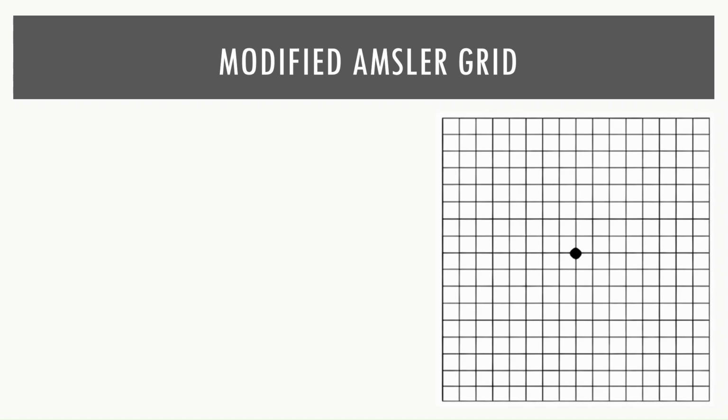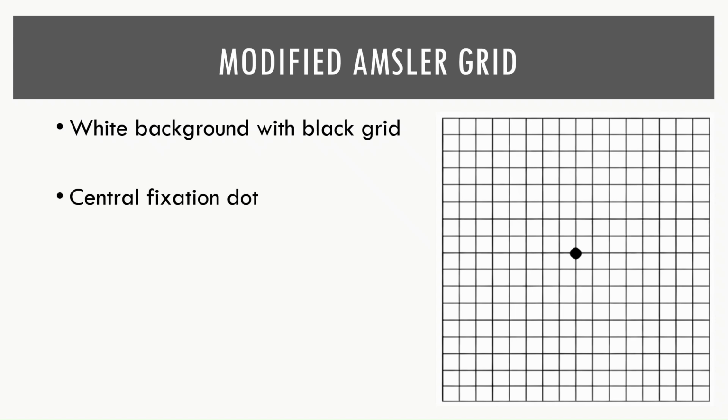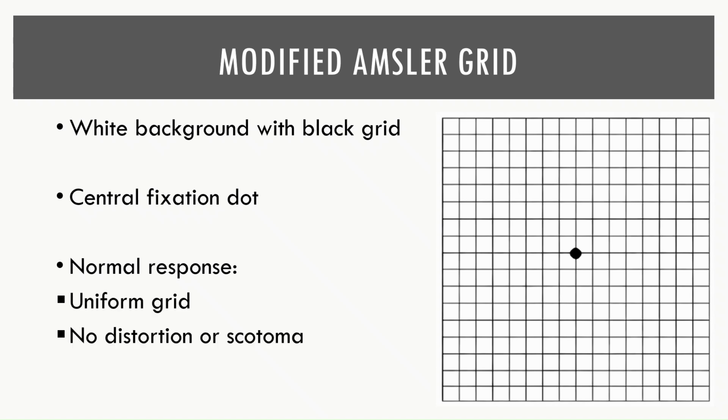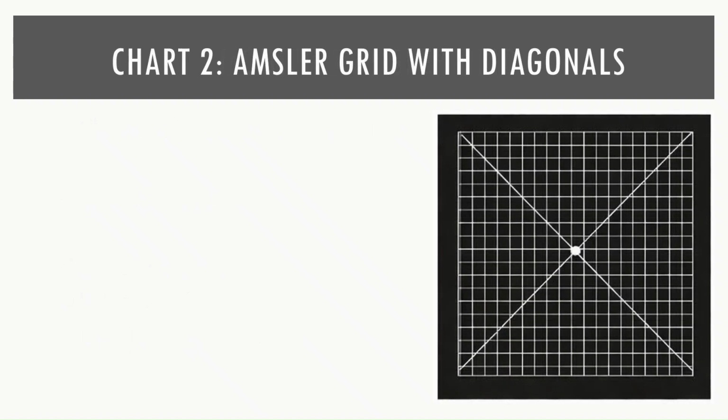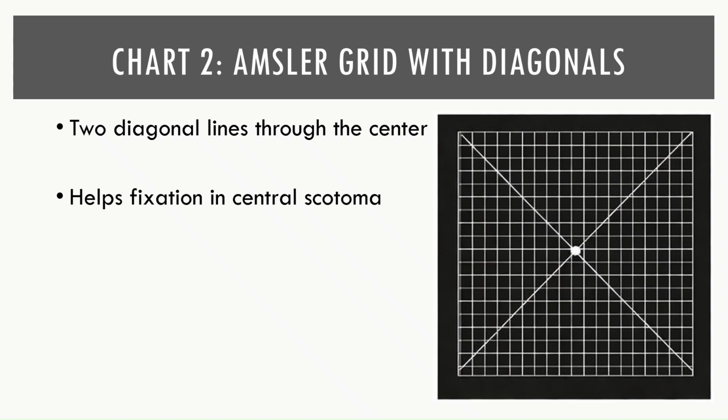The modified Amsler Grid has a white background with black grid and a central fixation dot. Despite the change in background and grid color, the perception remains uniform, indicating normal macular function. Chart 2 contains diagonal lines intersecting at the center. These diagonals help patients maintain fixation, especially in the presence of a central scotoma.